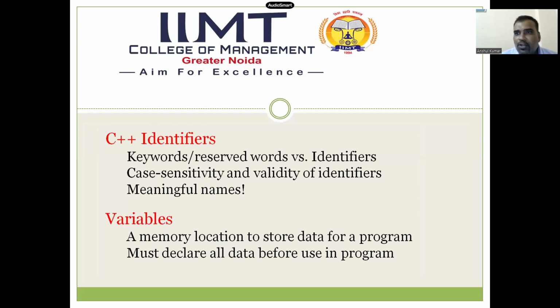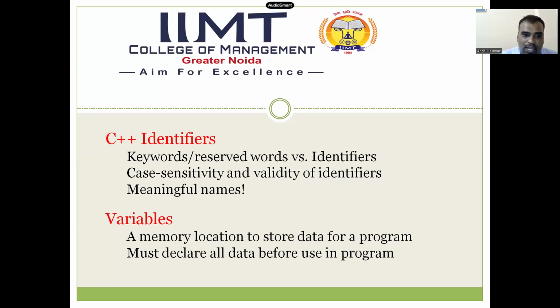Identifiers are very important in any programming language like C and C++. The words here are keywords, reserved words versus identifiers, case sensitivity, and meaningful names for identifiers. What is a keyword? A keyword is a reserved word which is present in the C++ compiler. We cannot use it as the name of a variable or constant, because it has a unique meaning for the C++ compiler.